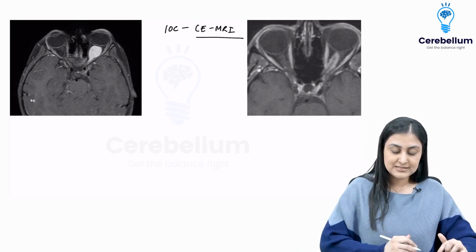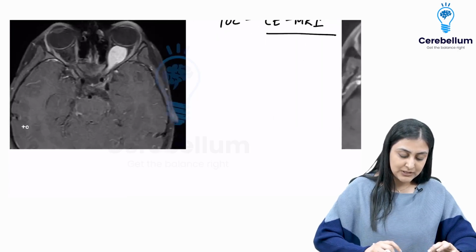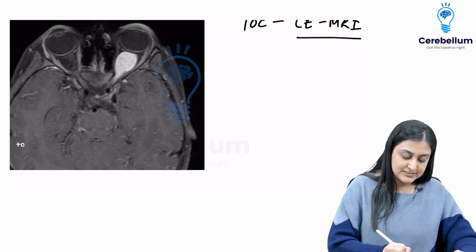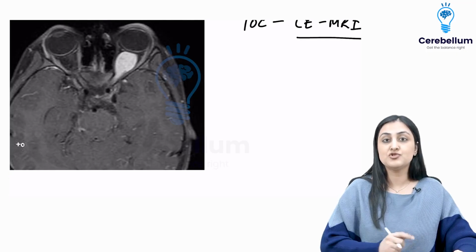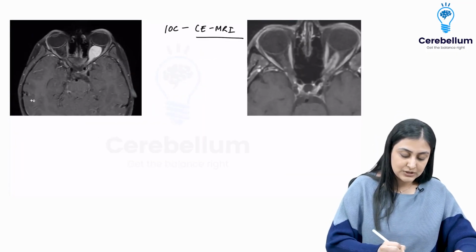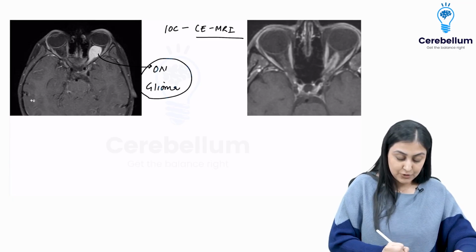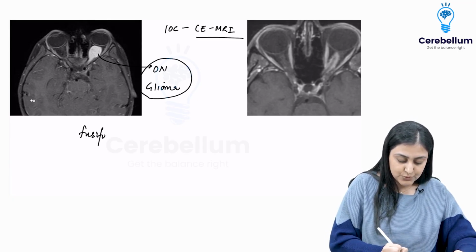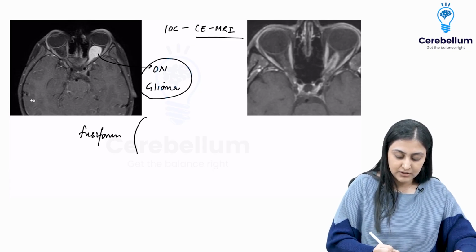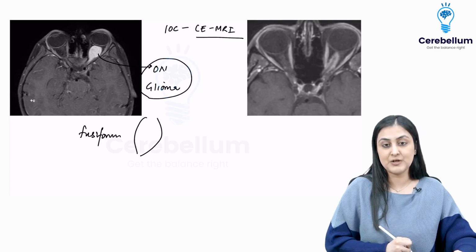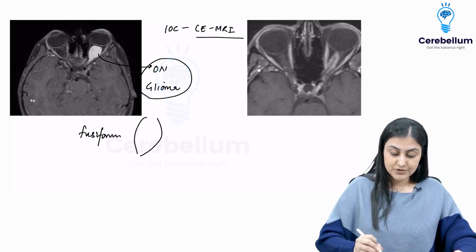Okay, so both of these are CE-MRI images. In the first one, look at the left optic nerve. It is having this fusiform enlargement with enhancement. So this is the appearance of an optic nerve glioma. So an optic nerve glioma will have this diffuse fusiform appearance, and the nerve will not be seen separately. Okay, so this is what it appears like.